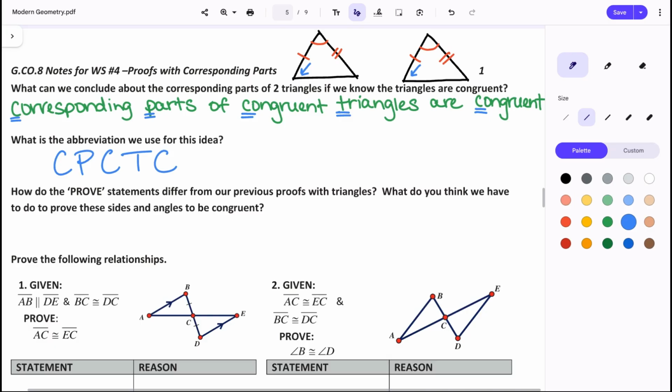But down here it says, how do the prove statements differ from our previous proofs with triangles? We've kind of talked about that already. It doesn't have a triangle statement. It has sides or angles. And then what do we think we have to prove? We have to prove that the triangles are congruent first. So we still need to go towards one of those 5 tests. And then once we get there, we can tack on this last line of, okay, because those triangles are congruent, everything else about them should match. And these triangles then should work to have all congruent corresponding parts. So let's get into some examples here.